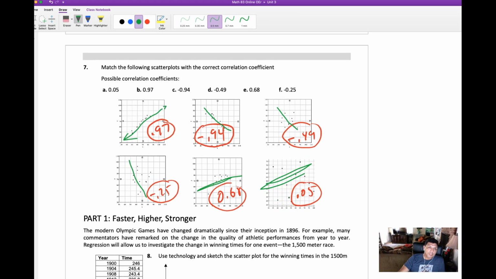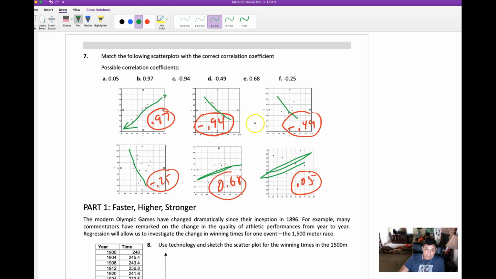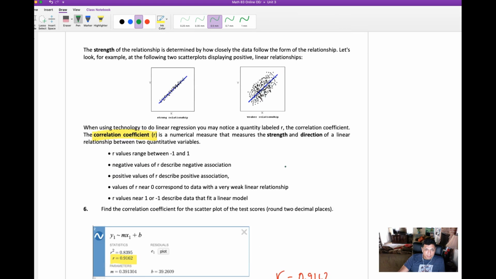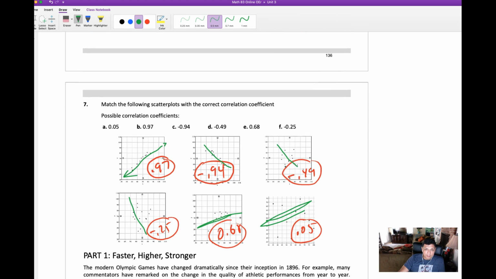So that's called the correlation coefficient. It helps us gauge what type of relationship we have and how strong it is. So I want to make sure you're aware of that.